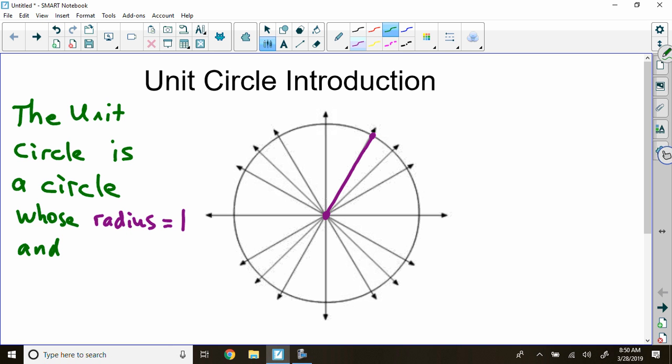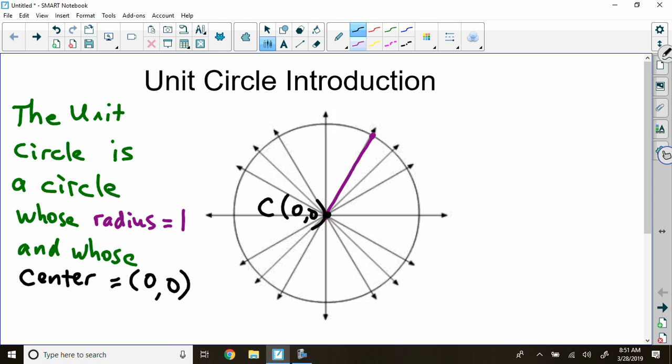And whose, this part of it, what's that part of the circle? Really tall people play this in basketball. Center, thank you. And whose center is equal to the ordered pair 0, comma 0. Okay. So the center is 0, 0, and the radius is 1. So that's what the definition of the unit circle is. Pretty cool. There's a lot of information that goes along with this.